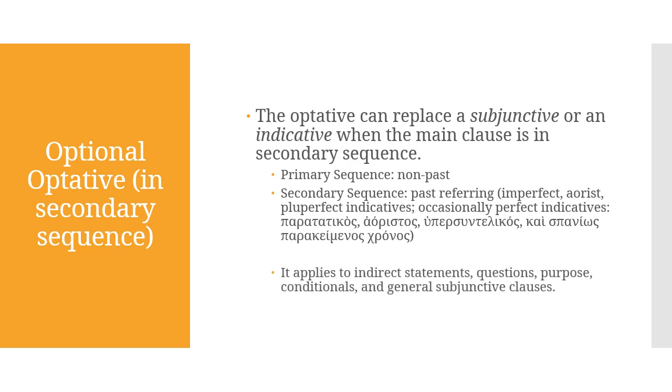It applies to indirect statements, questions, purpose statements, conditionals, and general subjunctive clauses. So a range of subordinate clauses can take an optional optative. Not a compulsory optative, optional. Even in Attic, it's optional. In Koine, it's fairly rare. In Attic, it can go either way depending upon the author. We'll have examples of each of these in a separate lecture where we'll cover the full range of optional optatives in secondary sequence.